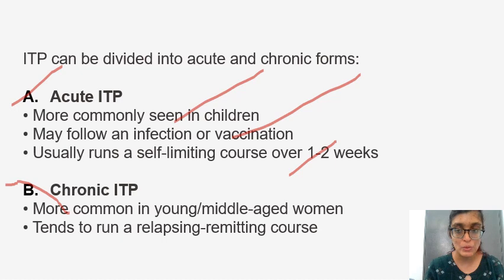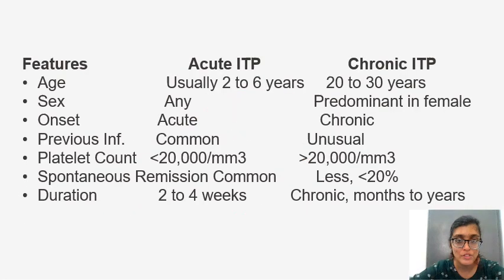Chronic ITP, more common in young and middle-aged women, tends to run a relapsing and remitting course. So, the difference between acute ITP and chronic ITP: age is usually 2 to 6 years in acute, and 20 to 30 years in chronic. Sex is any, but predominantly female in case of chronic. Onset is acute in acute ITP, whereas it is insidious in chronic ITP.